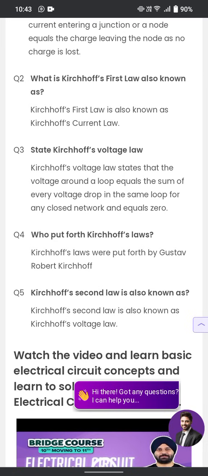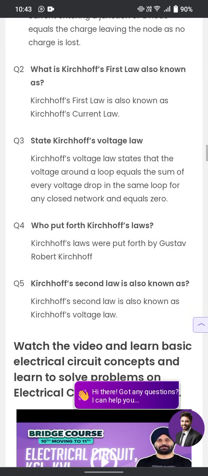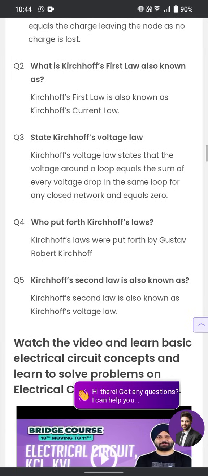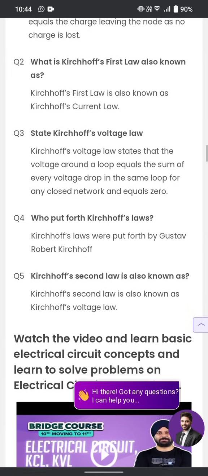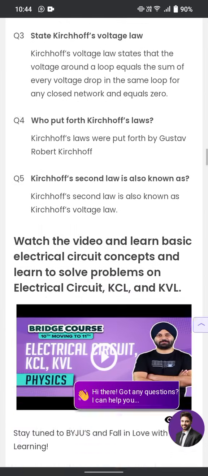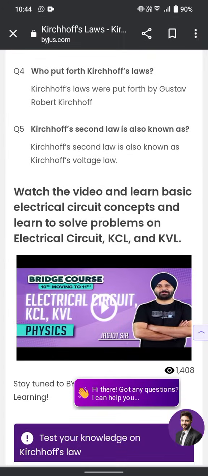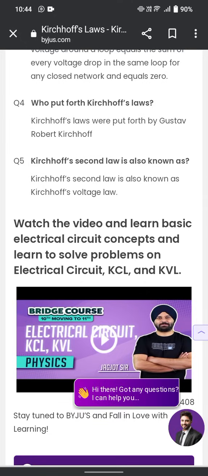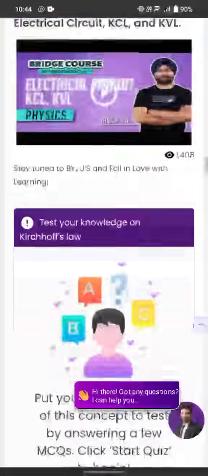Question number four: who put forth Kirchhoff's laws? Kirchhoff's laws were put forth by Gustav Robert Kirchhoff. Question number five and last: Kirchhoff's second law is also known as what? Kirchhoff's second law is also known as Kirchhoff's voltage law.